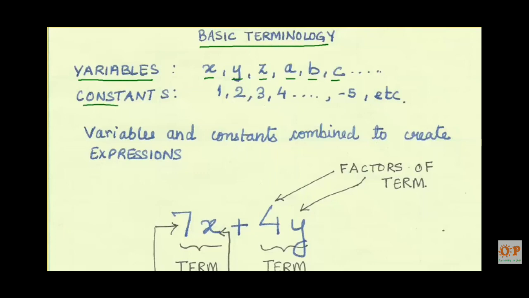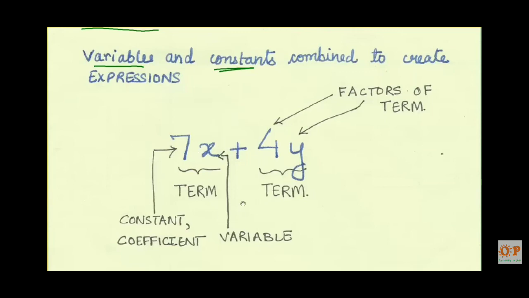Then we have constants. As the name suggests, constants are numbers and they could be positive like 1, 2, 3, 4, or they could be negative. Now, in order to understand how an expression is created, we have to realize the fundamental fact that we combine variables and constants to create expressions. And let us see an example of an expression and then try to dissect the various components of an expression.